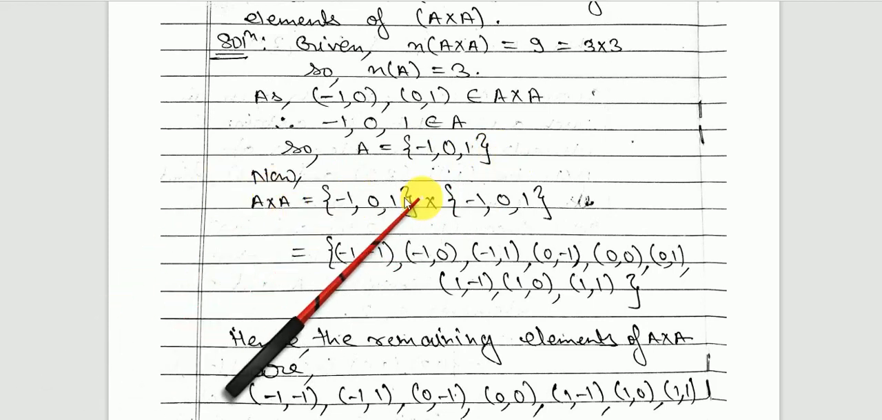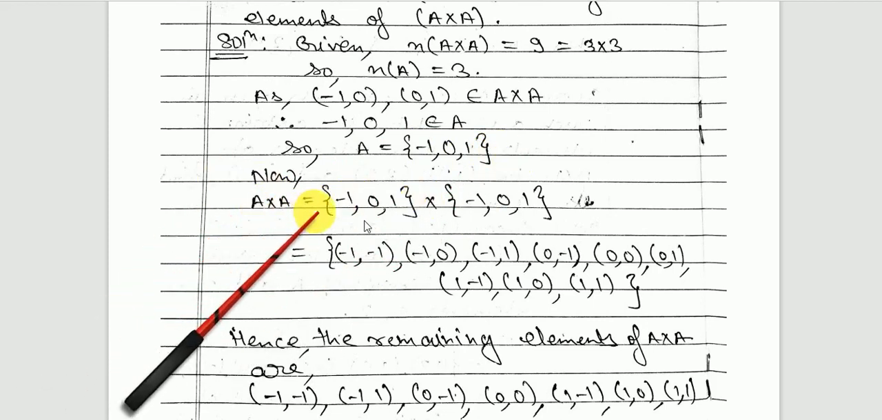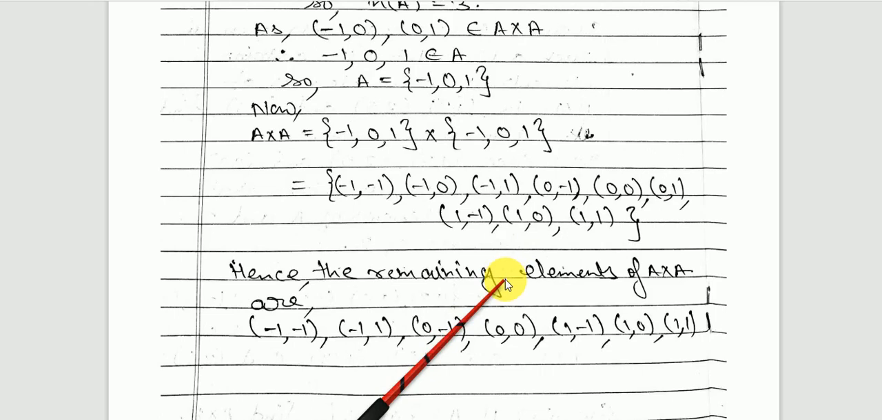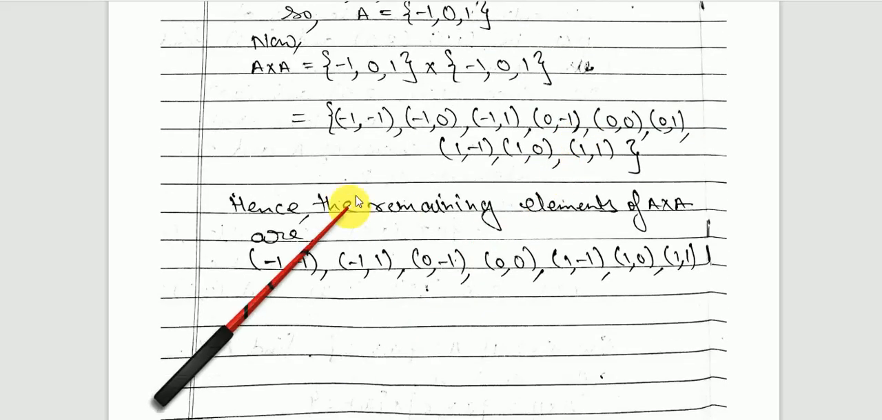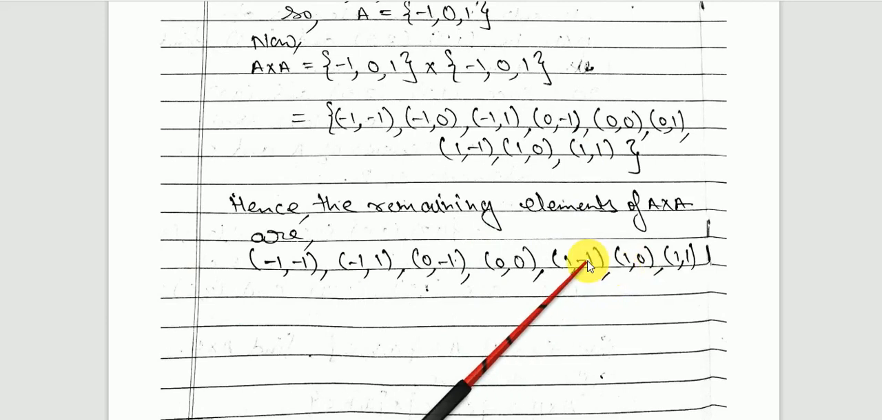Now we find the Cartesian product A cross A. So thereafter we get these 9 elements. And from here, excluding these 2, we'll write down all the rest, and that would be the required answer for this question.